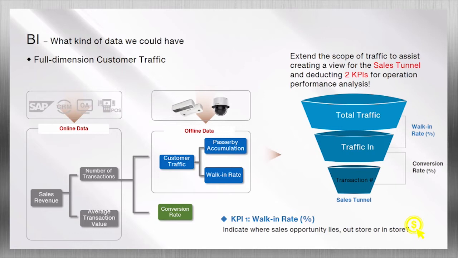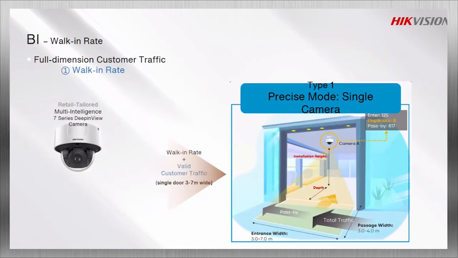These two data explain how the sales revenue goes, and by increasing these two numbers, we can improve the business. So with the idea of BI, we can calculate the walk-in rate. And here is an example of how we can generate the walk-in rate from Hikvision's DPV camera solution.